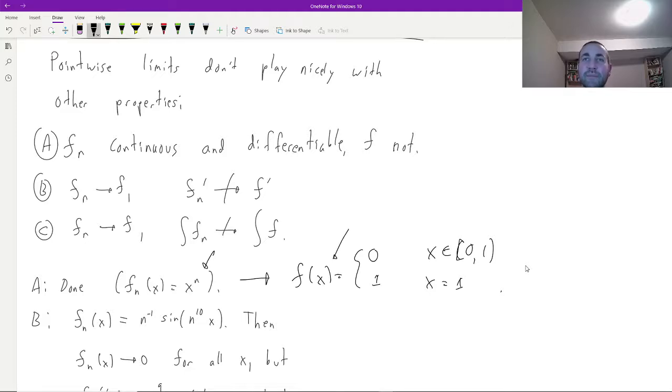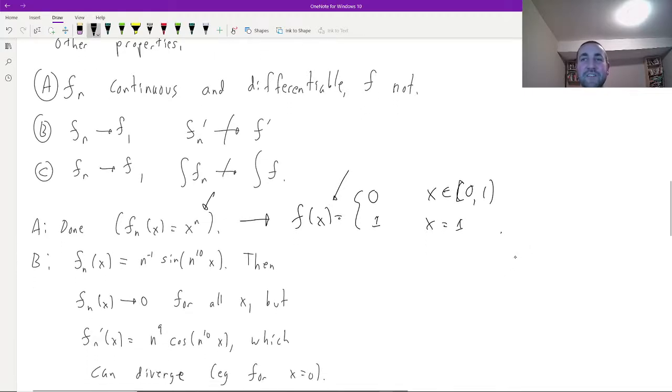When we start looking at derivatives, things are a little bit messier. So let's talk about a funny looking example. f_n(x) is equal to n inverse times sine of n^10 x. So what does this look like? Well, if we look at this part of f_n(x), that's sine of something, so it's between minus 1 and 1. We have this n inverse in front, so it's clear that f_n(x) is going to converge pointwise to 0.